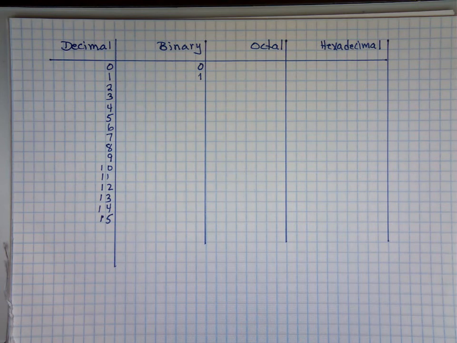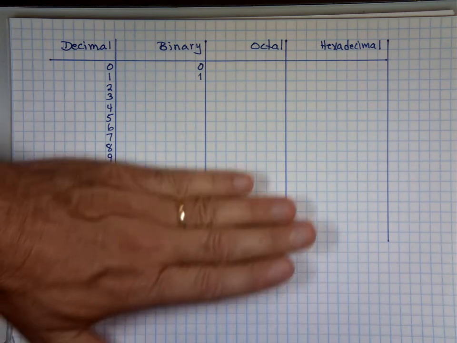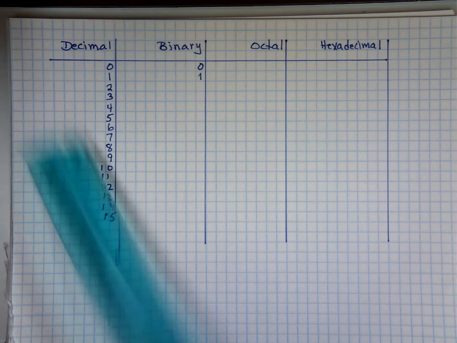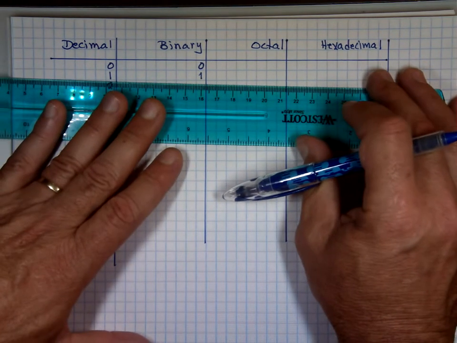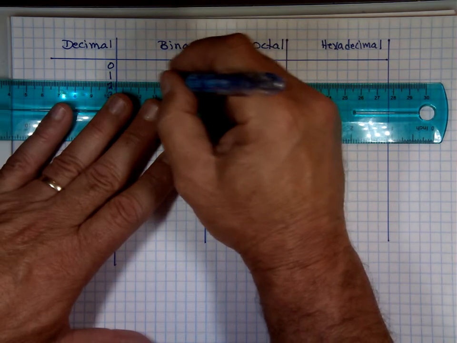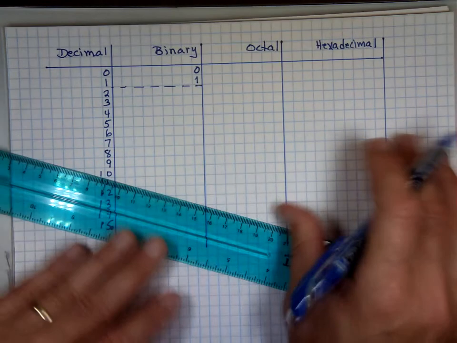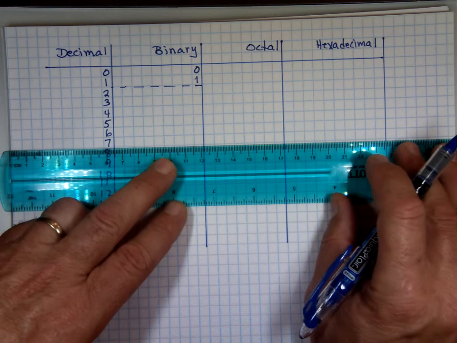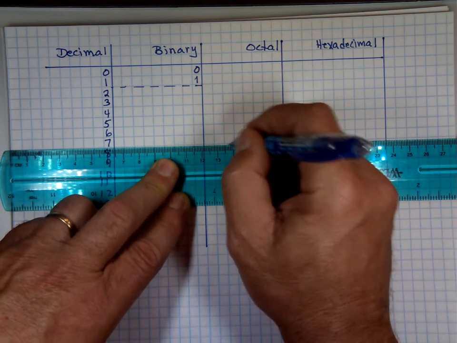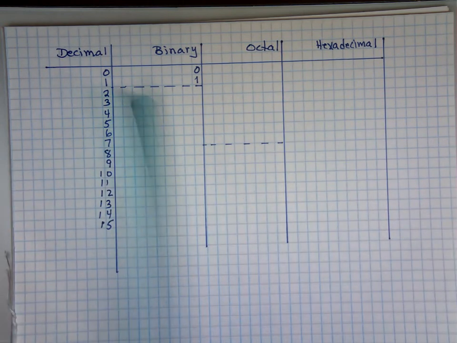But in octal, you have 0, 1, 2, 3, 4, 5, 6, 7, all the way through 7, right? Octal's base 8. So for binary, you can only go as high as 1. That's it. Stop right there. In octal, the biggest number is 7. Now, if I write that in binary, there's 3 digits for that.